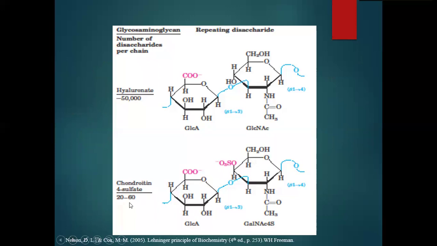Now, this is the structure of some glycosaminoglycan repeating disaccharide units. In hyaluronate, we have N-acetylglucosamine interacting with glucuronic acid, and in chondroitin 4-sulfate, glucuronic acid reacting with N-acetylgalactosamine 4-sulfate. These are the repeating structures that make up these molecules.